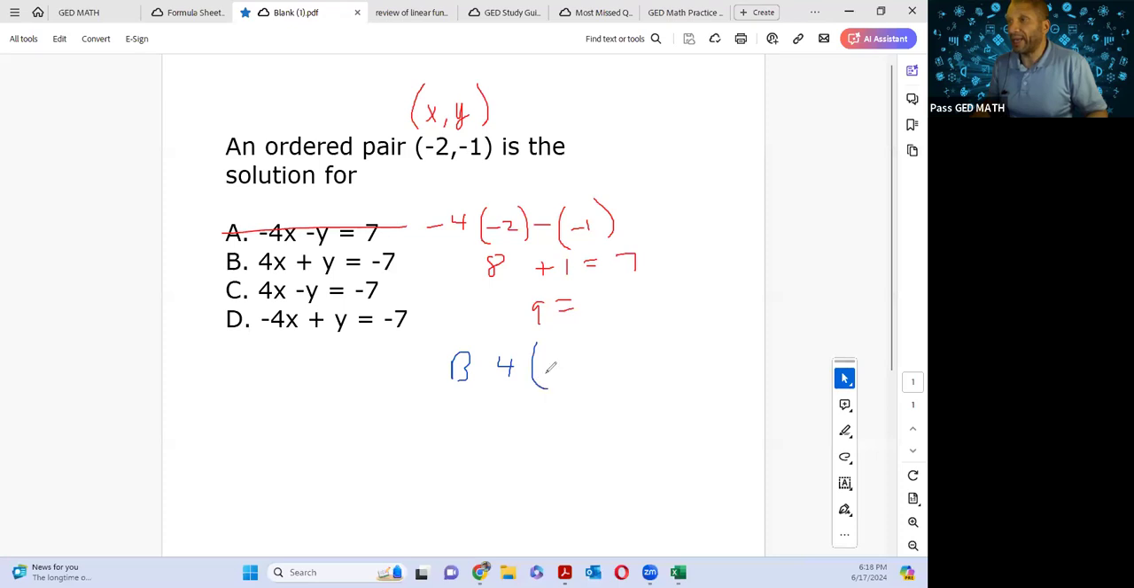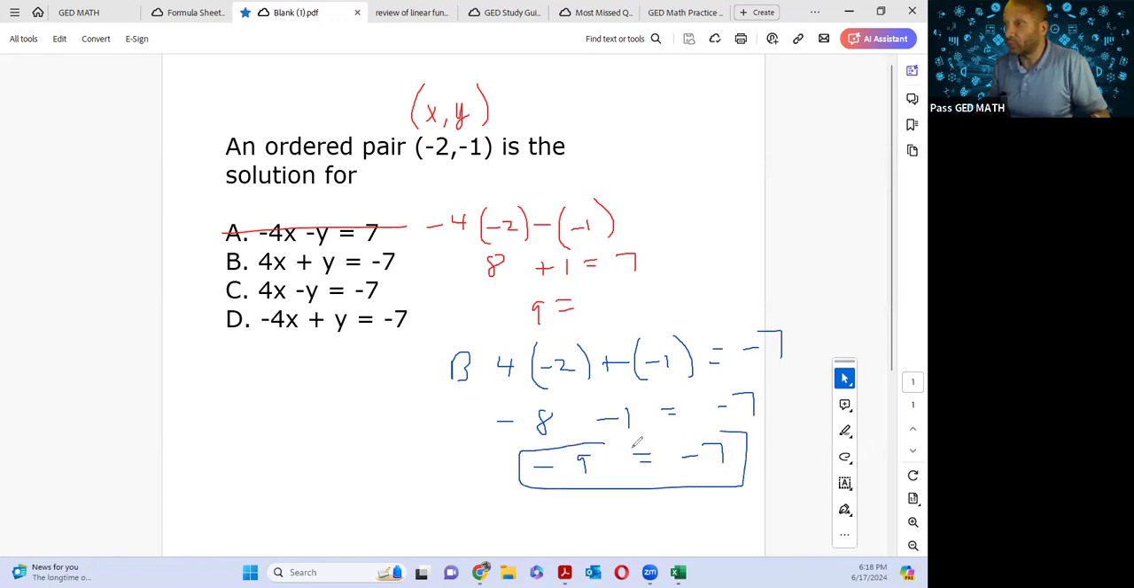We're going to do the same thing for B. 4 times X, which is -2, plus Y, which is -1, equals -7. Minus 8 minus 1 equals -7. Minus 9 equals -7. That is not true. So it's not B. We're going to go to C.